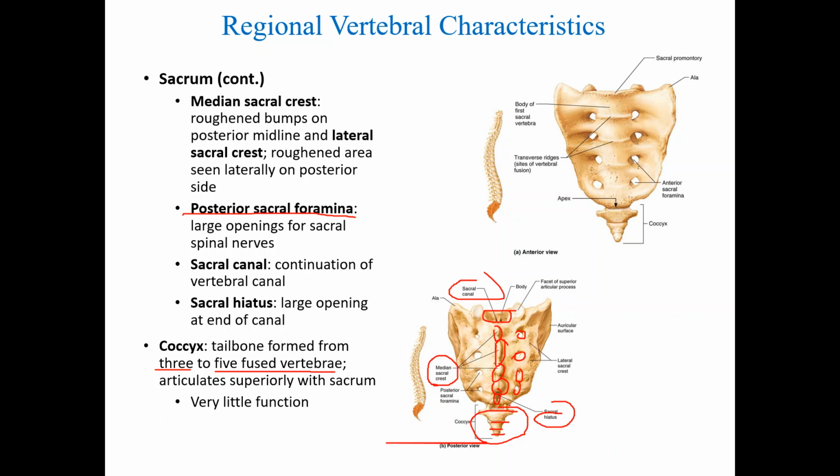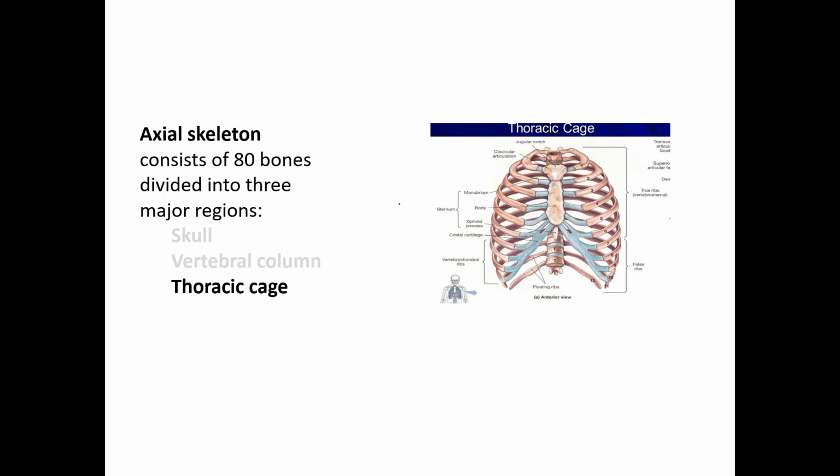And of course, it articulates superiorly with the sacrum, and there is nothing inferiorly, okay. It doesn't have much of a function, okay. It's kind of, if you will, a residue of a tail that we used to have. All right, so we're done with the vertebral column.